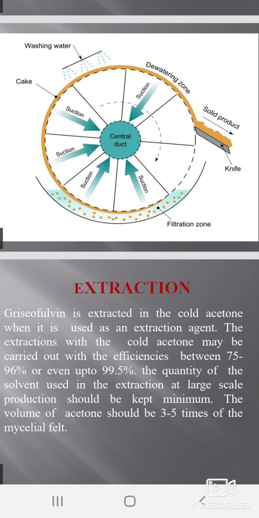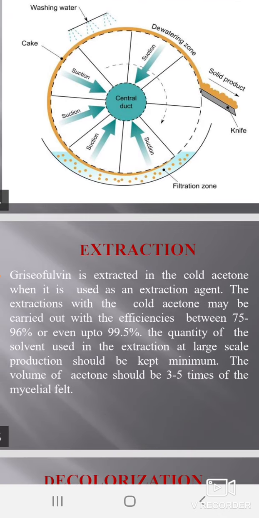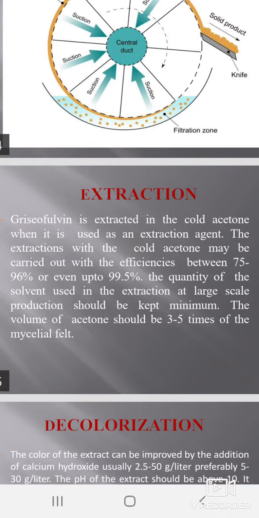Next, extraction. Griseofulvin is extracted with cold acetone when it is used as an extraction agent. The extractions with cold acetone may be carried out with efficiencies between 75 to 96% or even up to 99.5%. The quantity of solvent used in the extraction at large scale production should be kept minimum. The volume of acetone should be 3 to 5 times that of the mycelial fat.